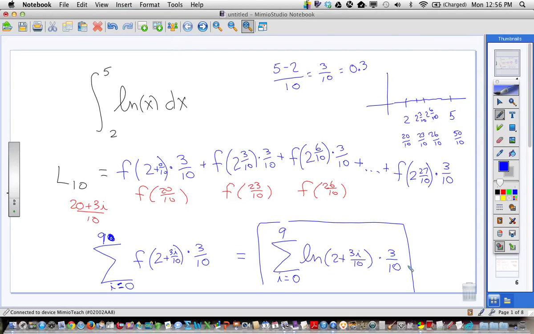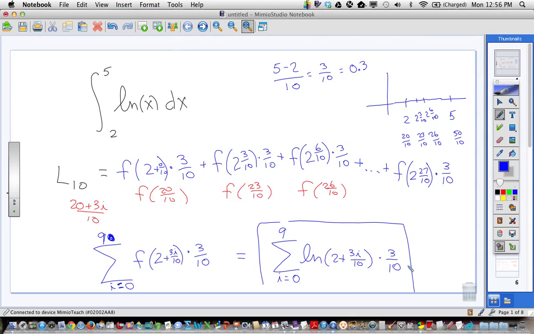Now, could you have an integral that went from 0 to 9? Could you have an integral that went from 1/10 to 4/10? Yes, but not in these problems. It's not going to happen. So let's break it down and see what's going on here. What's the 3/10? The width.